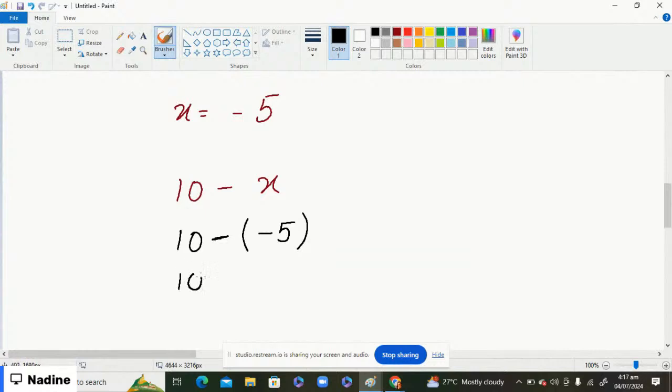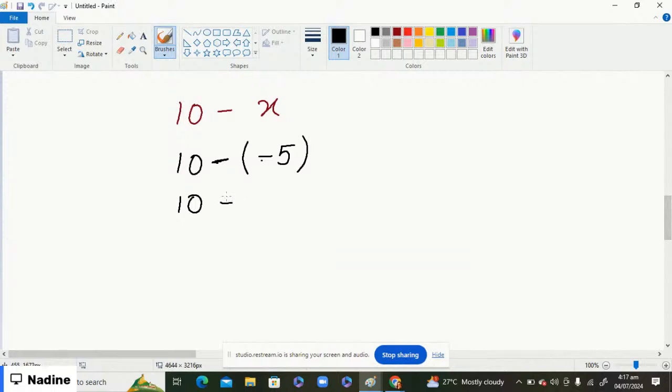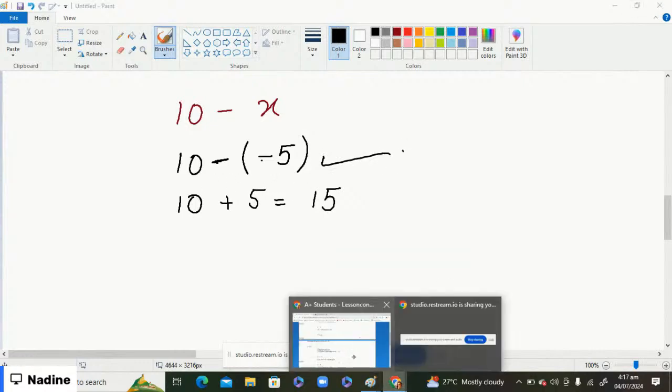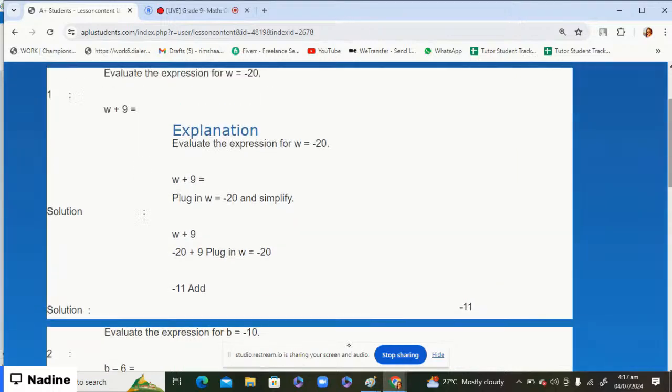So 10 as it is. Now here minus minus becomes plus, and here is 5. So 10 plus 5, that becomes 15. Okay, this is basically one type of question that is given. Now let's do some test questions for that.